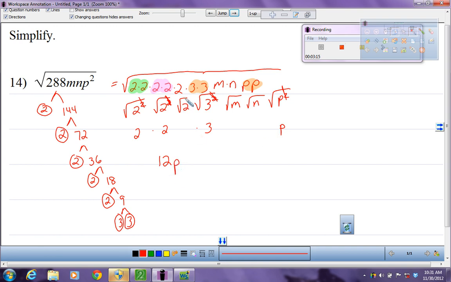Now this one still is inside the radical. This one's inside the radical. This one's inside the radical. So all you do now is put everything that's inside the radical together. If you had extra numbers, you would multiply them, but right now I only have the 2. The M and the N also go together, and that's your final answer.